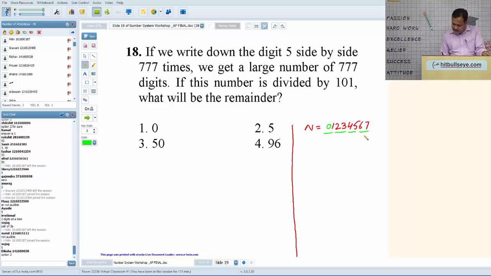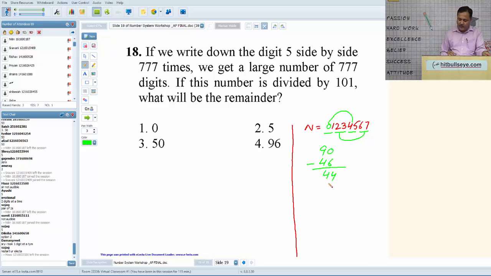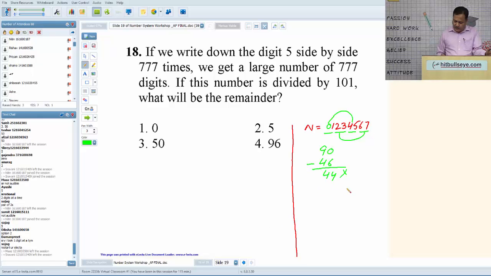So now 67 is at an odd position. The alternate of 67 is 23. So 67 plus 23 is 90. Now the alternate of 45 is 01. Now 45 plus 1 is 46. Now the difference of these two is 44. Now 44 is not divisible by 101. So the remainder in this case is 44.